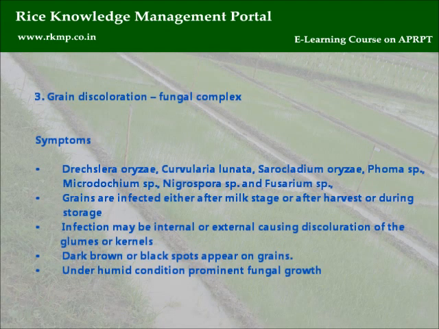3. Grain discoloration: a fungal complex. Causal organisms: Drechslera oryzae, Curvularia lunata, Sarocladium oryzae, Phoma species, Microdochium species, Nigrospora species, and Fusarium species. Grains are infected either after the milk stage, after harvest, or during storage. Infection may be internal or external, causing discoloration of the glumes or kernels. Dark brown or black spots appear on grains. Under humid conditions, prominent fungal growth.